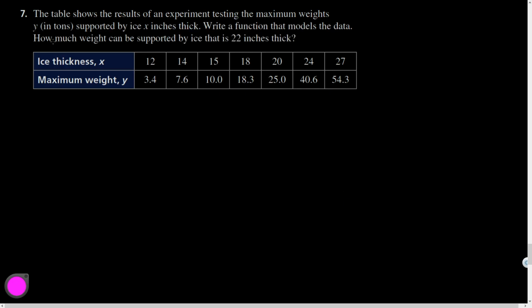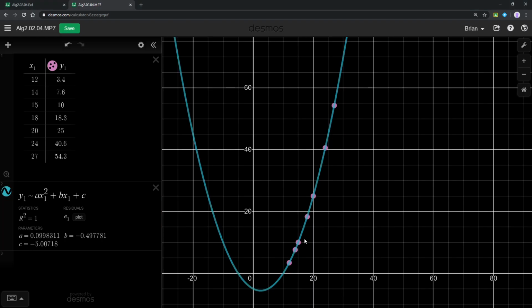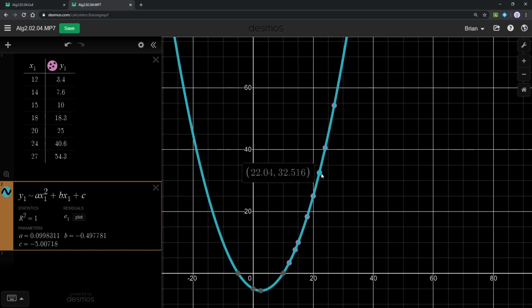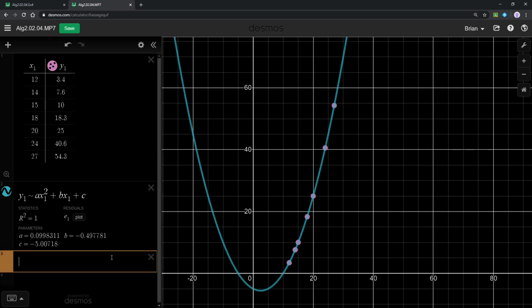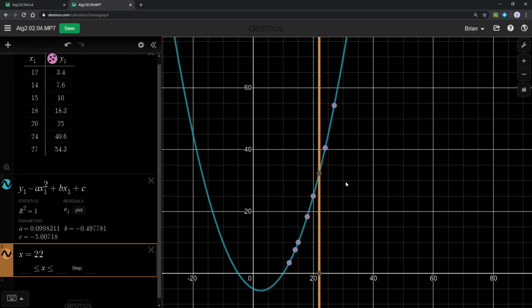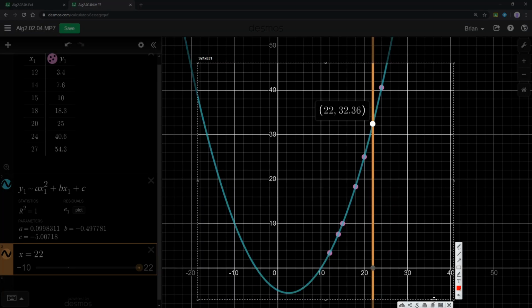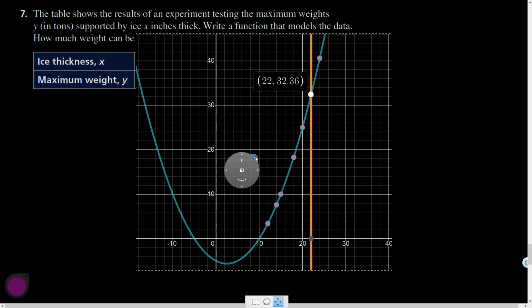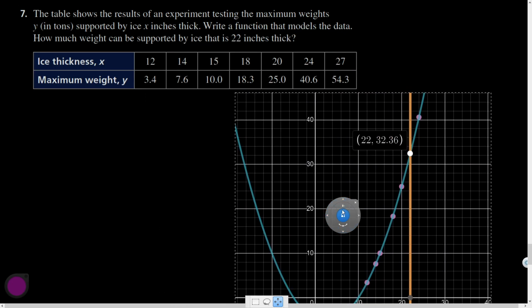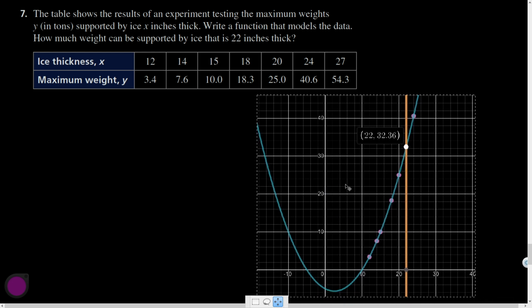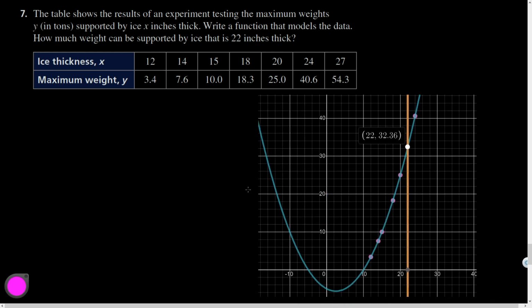Okay. What did they want to know? How much weight can be supported by ice that is 22 inches thick? And so I could drag this until I get to like 22 and try to estimate it that way. But I could also just say, hey, X equals 22. That gives me the equation of the vertical line there, and then just click and find their intersection. And so apparently 22 inches thick of ice can support 32.36 tons of weight. Tons are 2,000 pounds each. So that's a lot of pounds right there.